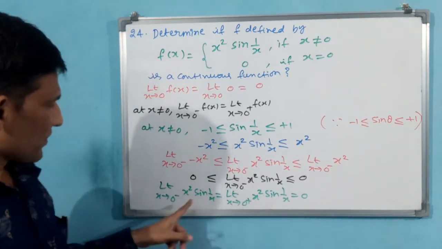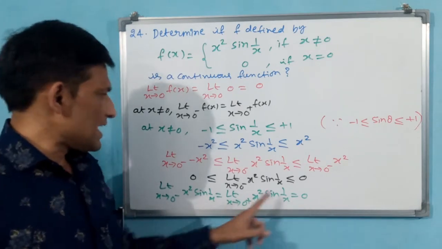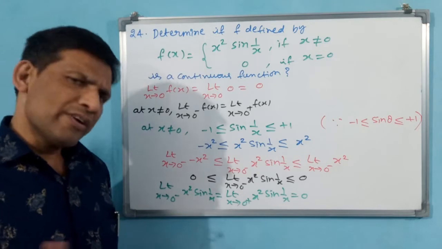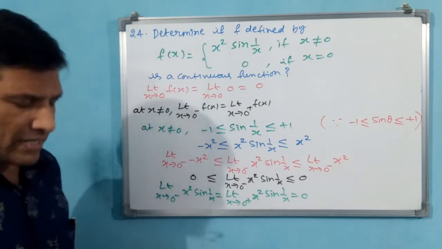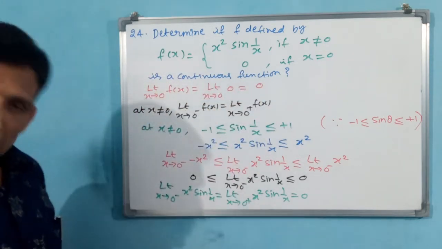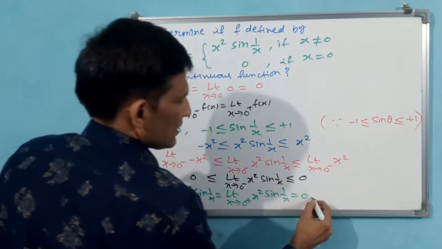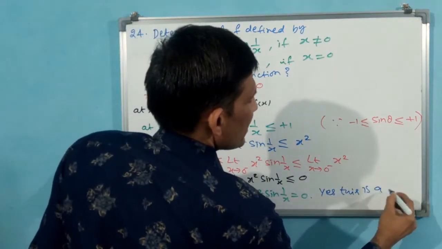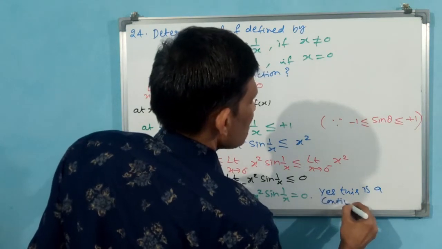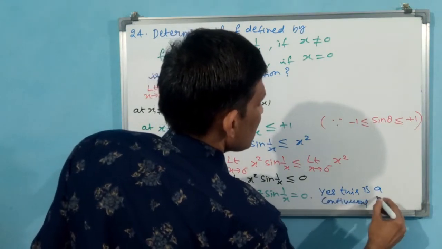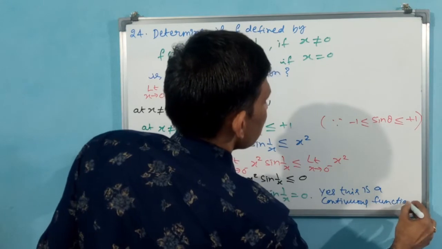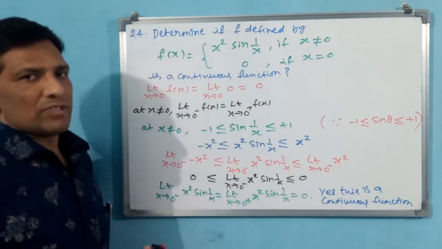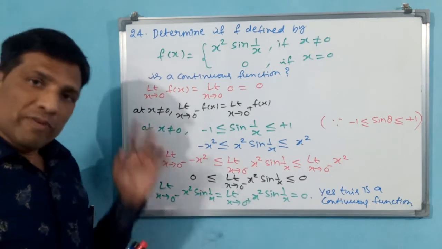Now you tell me, left hand limit is 0. Right hand limit is 0. Main limit is 0. Is this function continuous or not? Continuous. Then you write, is the function continuous? Yes, this is a continuous function. Okay? Like this you write and close this question. Okay? Let us go for the 25th question.